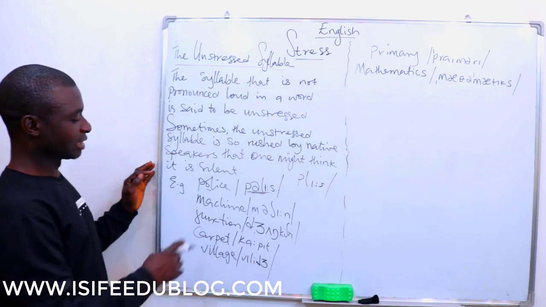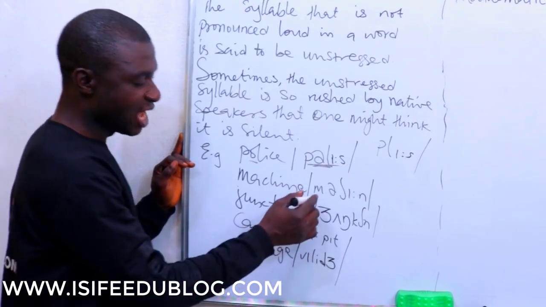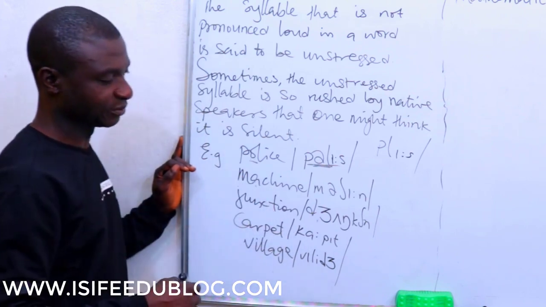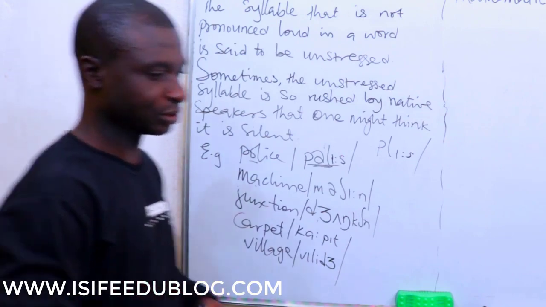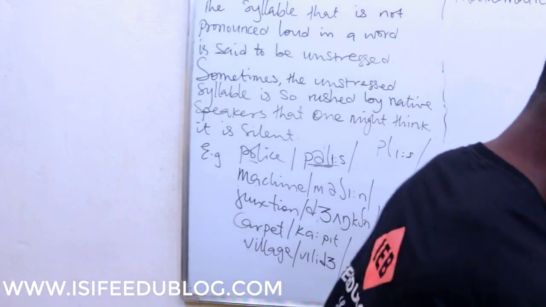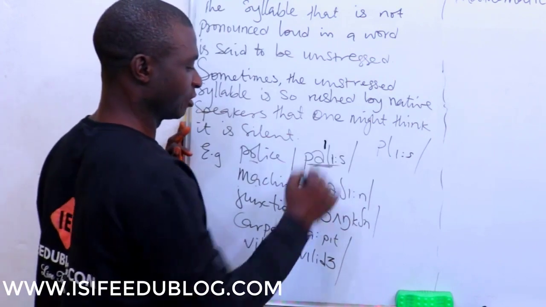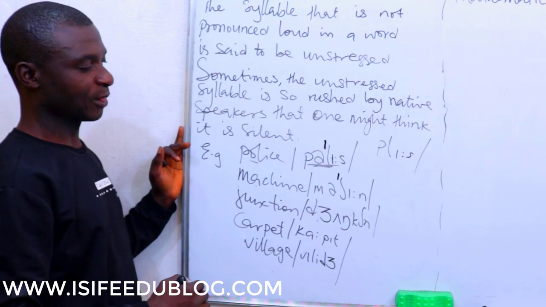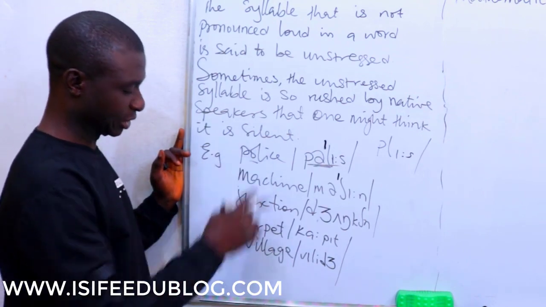Police. Now, this is machine. Machine. The behavior of this O is the same behavior of the A here. The stress of this word is on the second syllable, police, just as the stress of machine is on the second syllable. So, this is not silent, this is not silent.